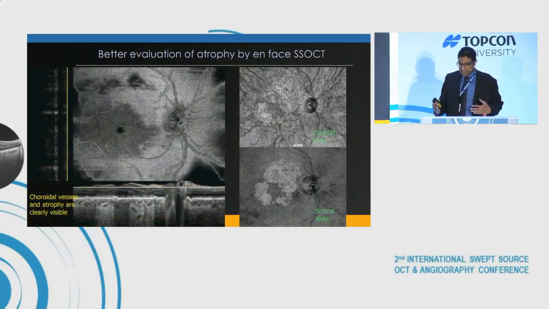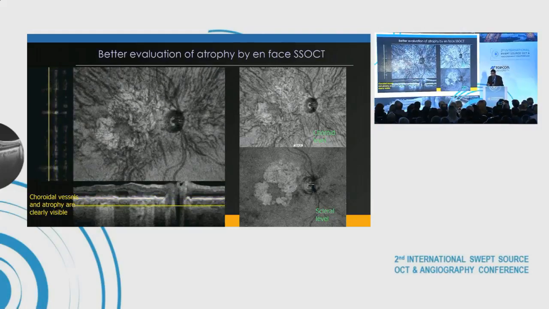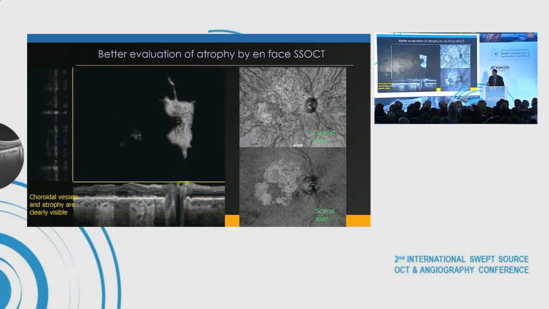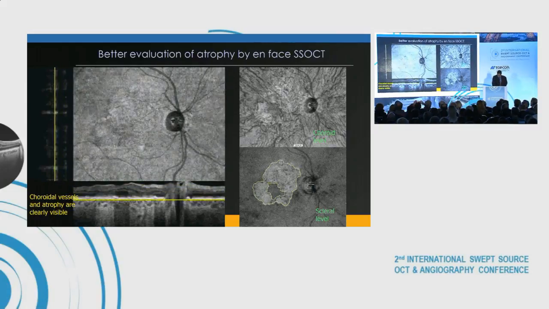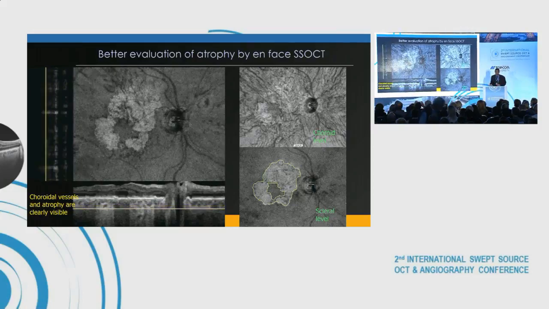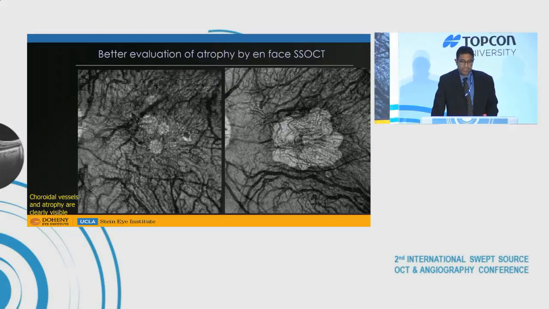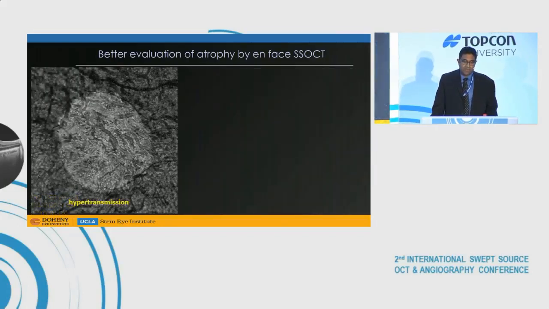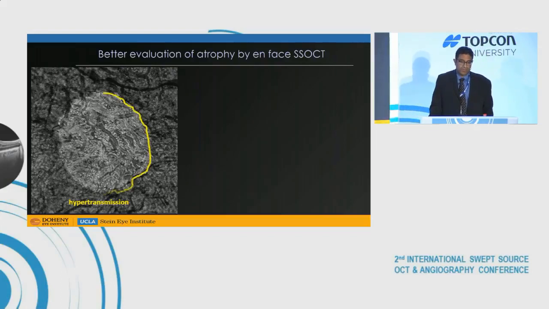So this has really helped us quite substantially in the evaluation of atrophy. In fact, when we do these slabs with swept source OCT, one of the best slabs for visualizing the atrophy is at the scleral level, because we get such good penetration deep into the retina. So our evaluation of atrophy has been quite enhanced by this high density volume scanning with swept source OCT. And we can recognize this abnormality when we take these deeper en face slabs.